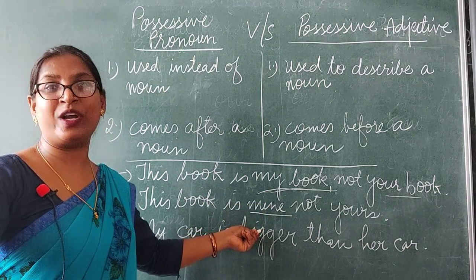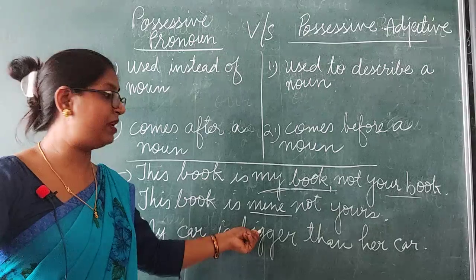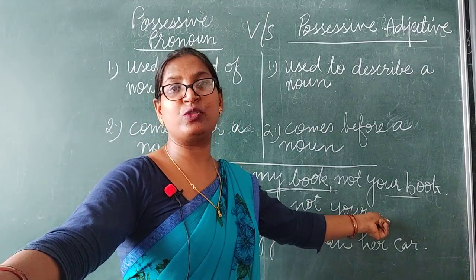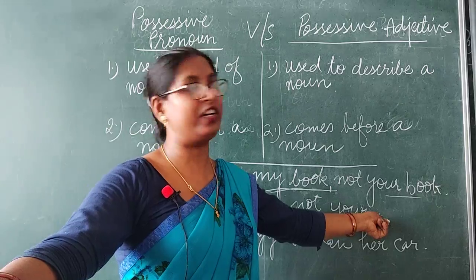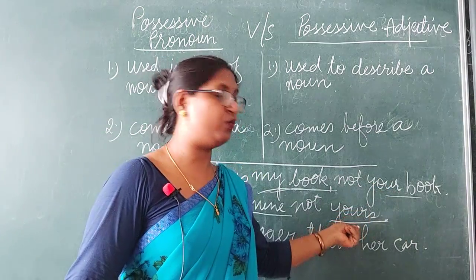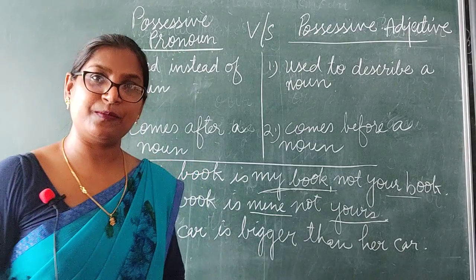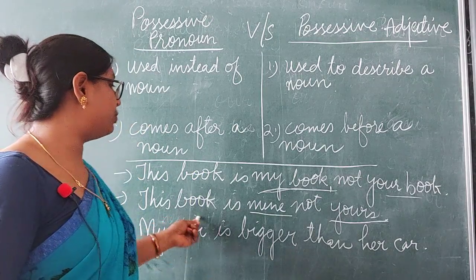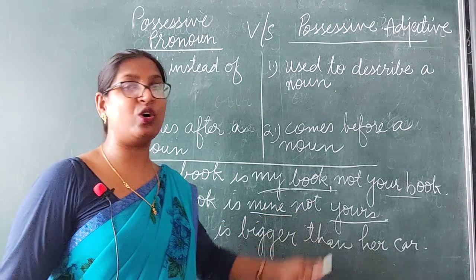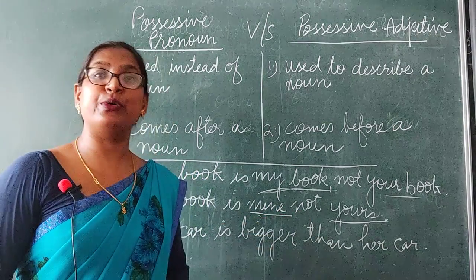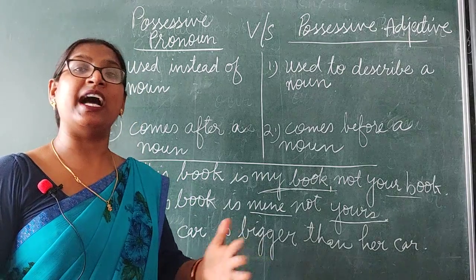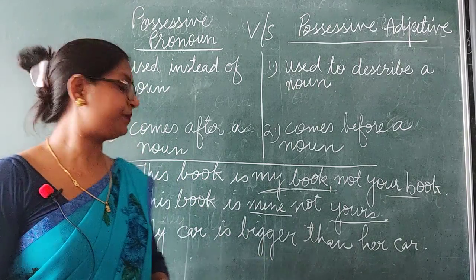Here we avoided repetition of the same noun, not yours. We have used a possessive pronoun just to avoid the repetition of the noun. We did not say your book, instead we said yours. Clear? So this book is mine, not yours. Mine and yours are possessive pronouns because they are replacing a noun and showing the possession.